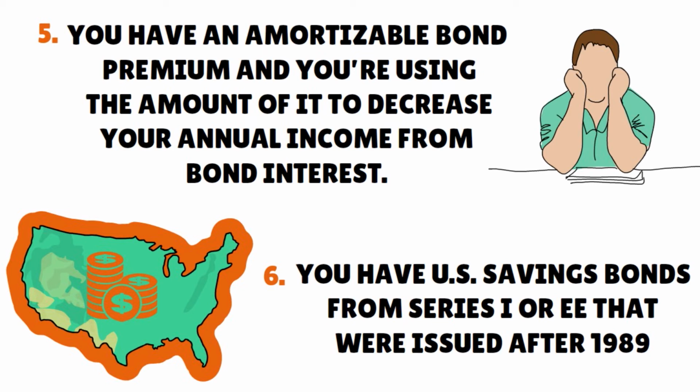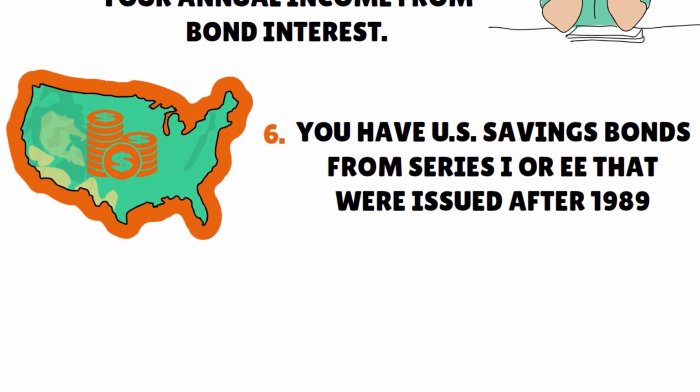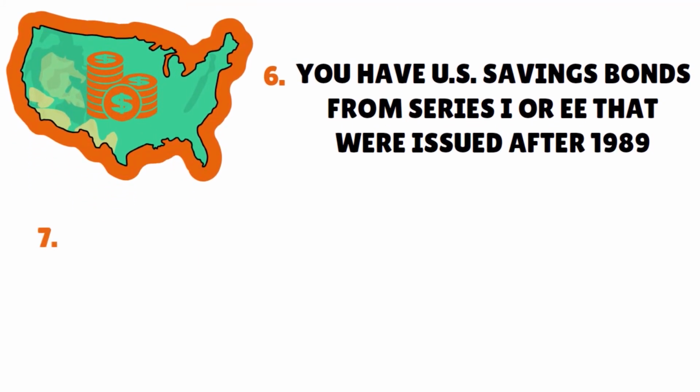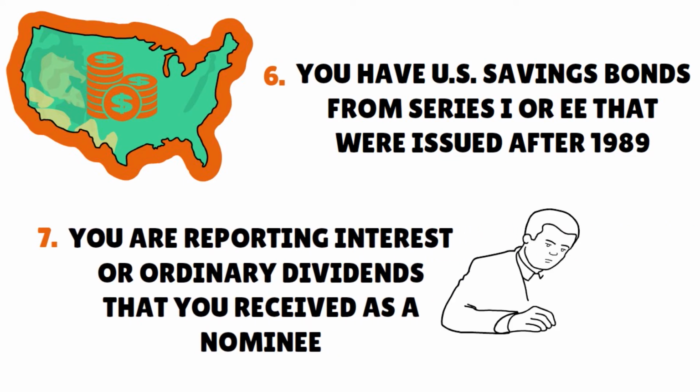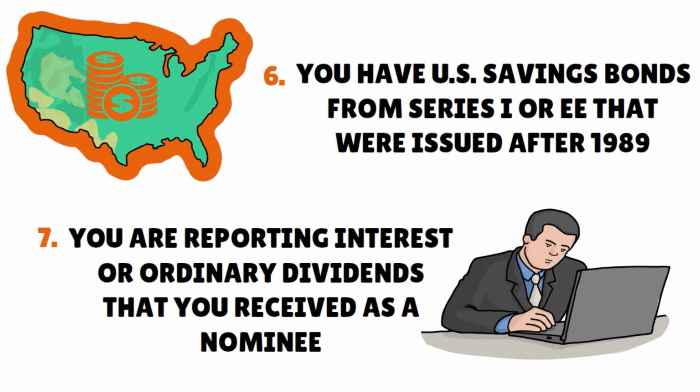Scenario number 7. You are reporting interest or ordinary dividends that you received as a nominee. So you are basically a nominee if you received interest on behalf of someone else, such as a spouse or dependent.